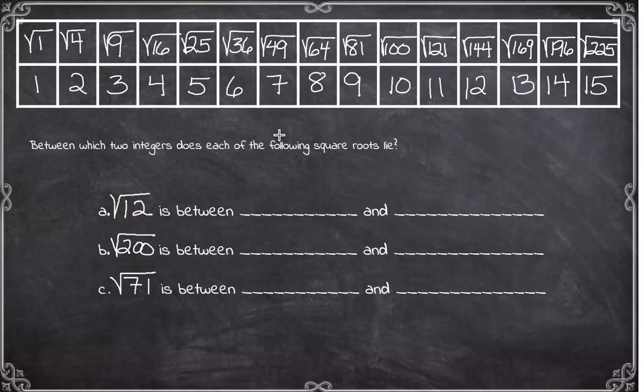So if it was on a number line and you had 2 and 3, what square root might fall between 2 and 3? So maybe the square root of 6 would fall between 2 and 3. So let's work these problems really quickly.